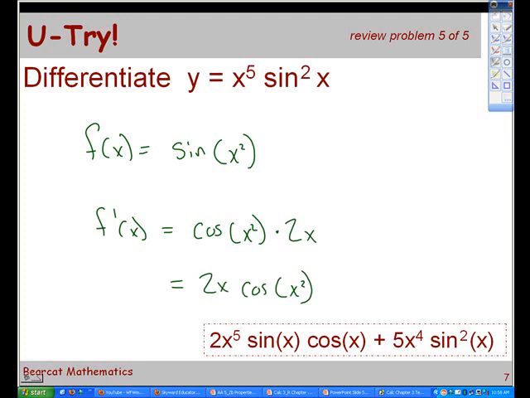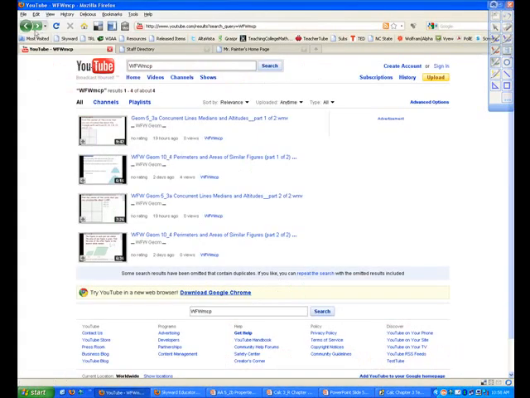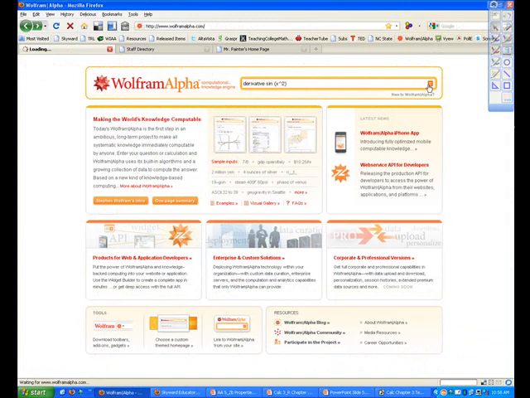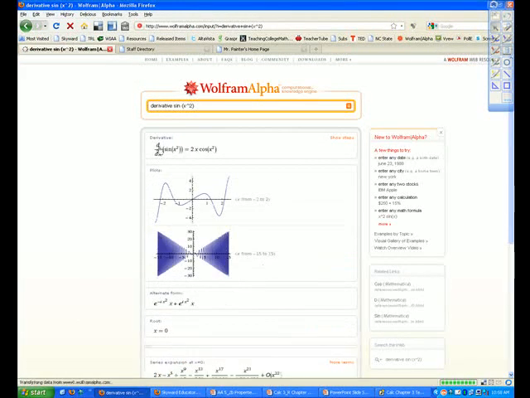Now, do you want to verify that real quick? Just to make sure? I want to verify it real quick. So let's do the derivative of sine of x squared, right? Let's see if it understands what we typed. Were we asking it to do the derivative of sine of x squared? They got 2x cosine x squared. That's what we got. Plus a whole bunch more information that we're not really looking for at the moment.